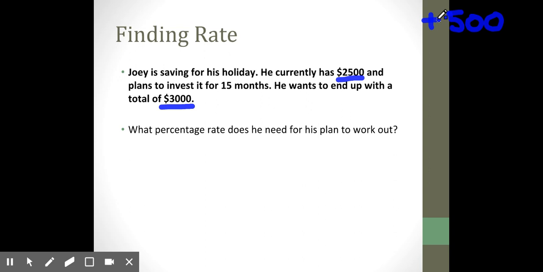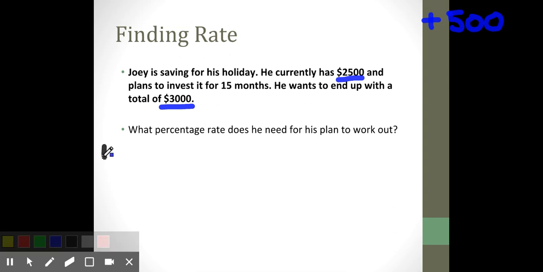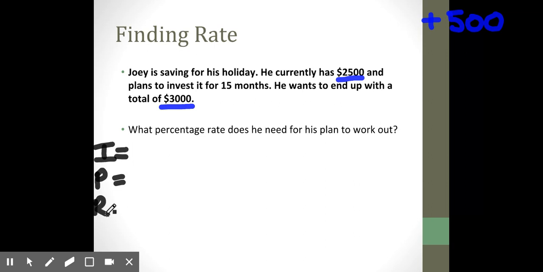And the only way he can do that is through interest. There are a few other kinds of interest, but we only know simple interest. So since it doesn't tell us, we're just going to have to assume we're using simple interest. So we're going to write down I equals, P equals, R equals, T equals.